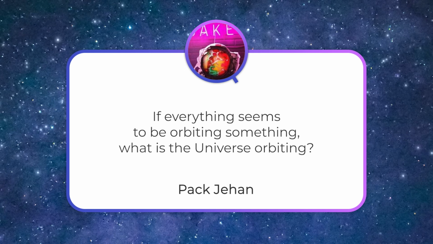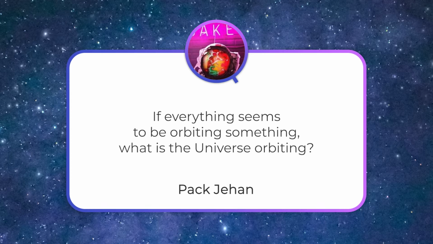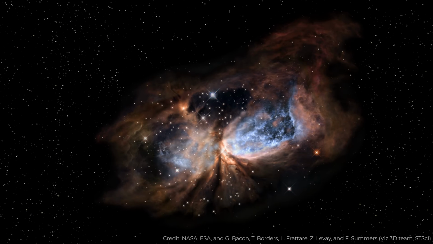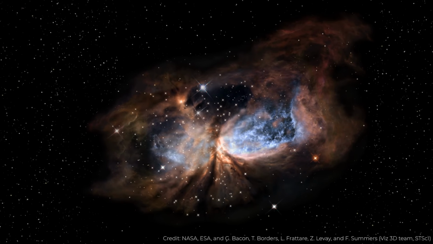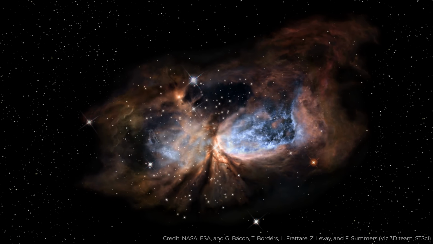Pick Jahan, if everything seems to be orbiting something, what is the universe orbiting? The universe isn't orbiting anything because the universe is everything that is. If everything was orbiting something else, then you would have to include that something else in the everything. And so you can never end that sort of thought experiment.